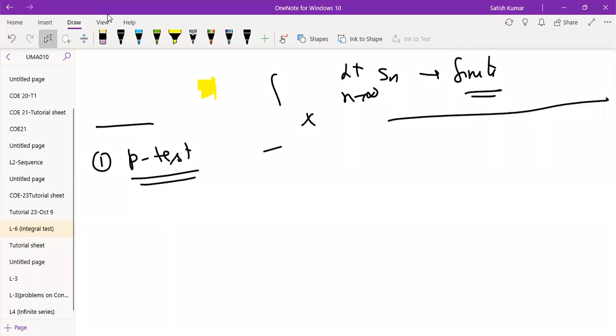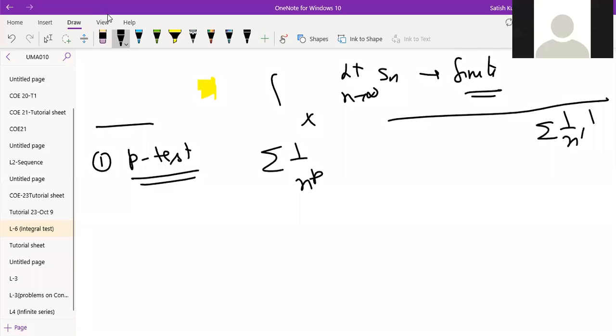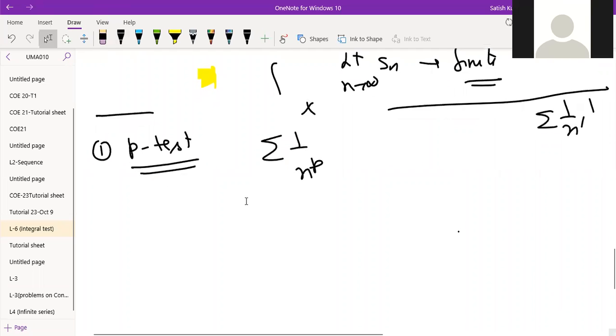So this P test is summation 1 by n raised to power p. मैं शुरू से बोल रहा हूँ, मुझे आज तक ये नहीं पता लगा कि summation 1 by n कैसा है और summation 1 by n square क्या है. So now I'm going to get answer of this side. So what is summation 1 by n raised to power p, and p is a positive constant. Now I'm going to find answer of this question.